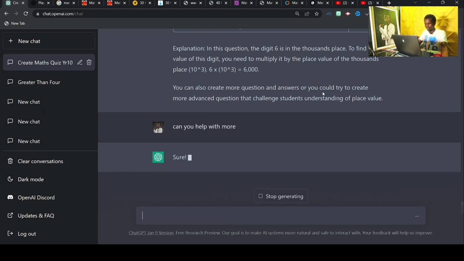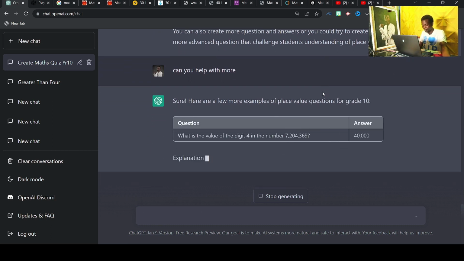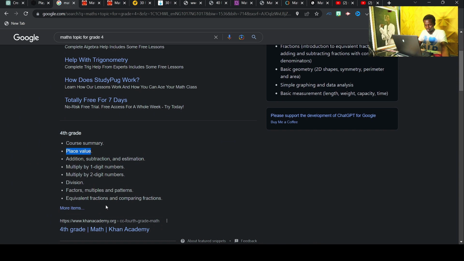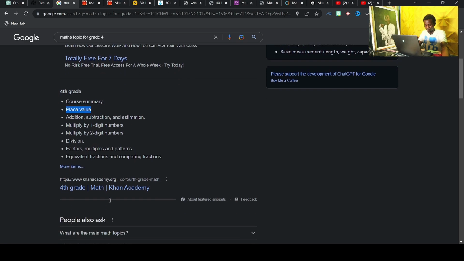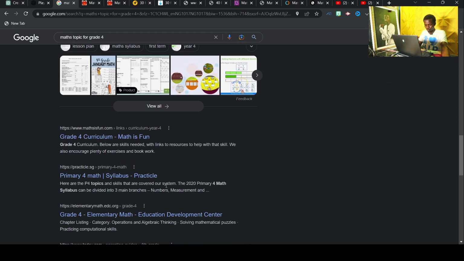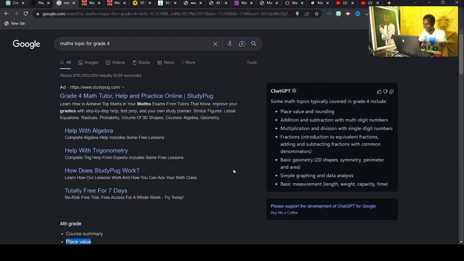Okay, let's see. These are a few more questions for grade 10. Okay, this is nice. I like this. And as it's bringing that, let me look for equivalent fraction factors. Okay, multiple pattern, this and that. Mathematicians come and bring questions. If you have a lot of questions over there, go directly.